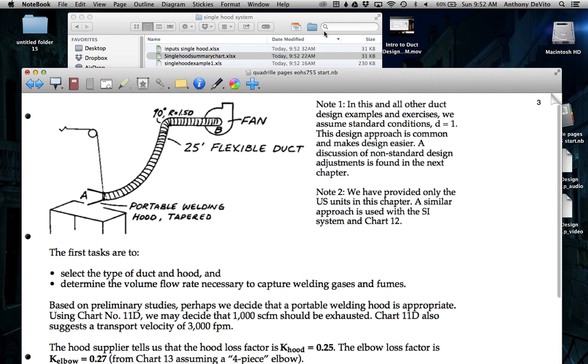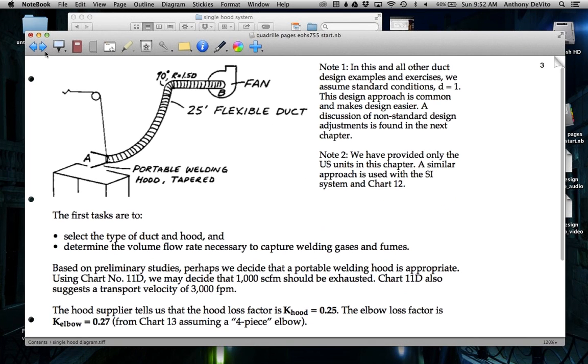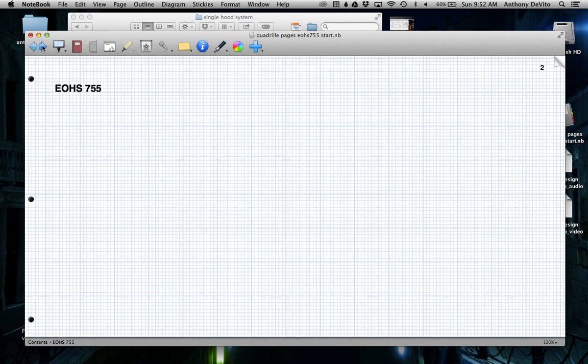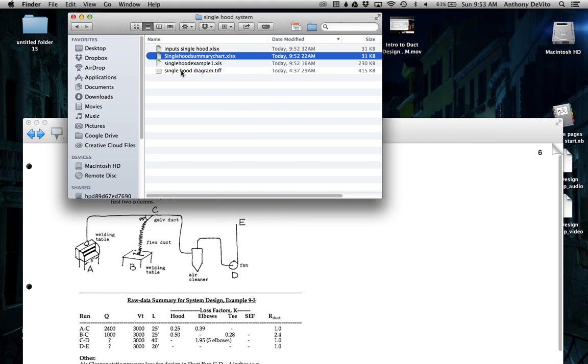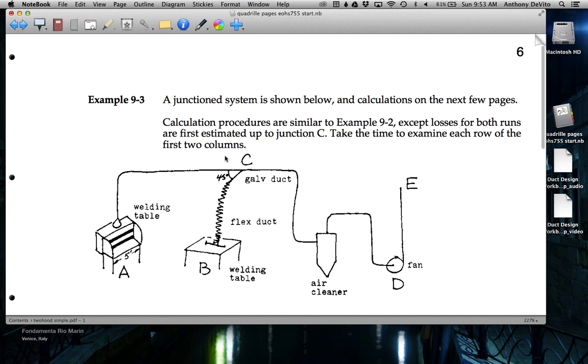Okay, so now I'm going to move on to the next example, which is going to involve two ducts, two hoods. Okay, let me get to that. Let's see, our next example. Okay, here we are on Blackboard. Here we are on my notepad. I'm going to blow this up a little bit so we can actually see this.